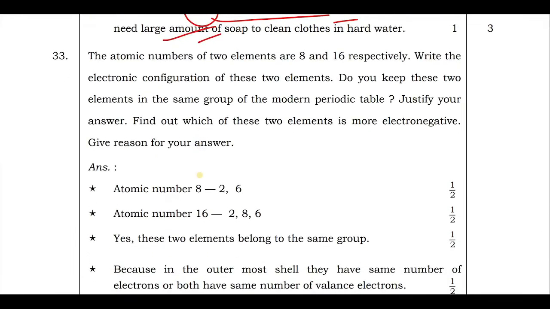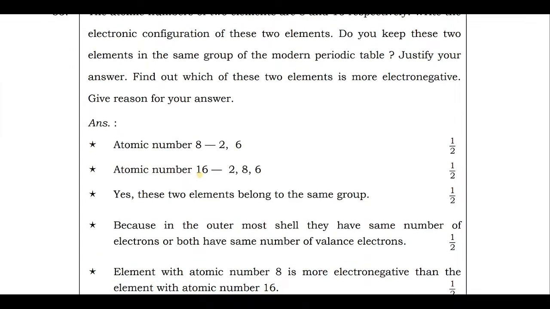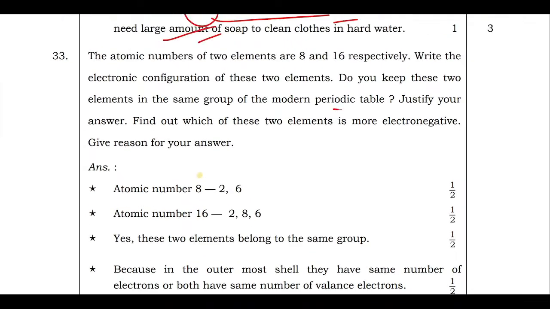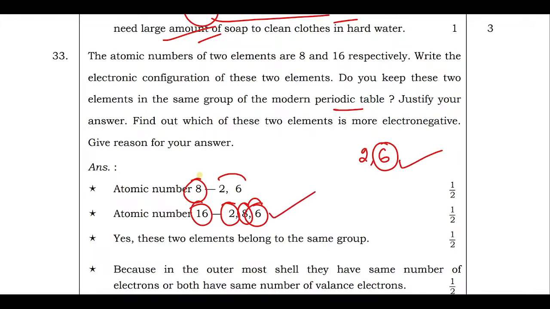Next question, the atomic numbers of two elements are 8 and 16 respectively. Write the electronic configuration of these two elements. Do you keep these elements in the same group or the same period of the modern periodic table? Justify your answer. Here, atomic number is 8. The electronic configuration is first shell 2, next the remaining number of electrons is 6. Next, atomic number 16: first shell is 2, next is 8, last shell is 6. So here you can see the valence is 6 and for the second element with atomic number 16, the valence is also 6.